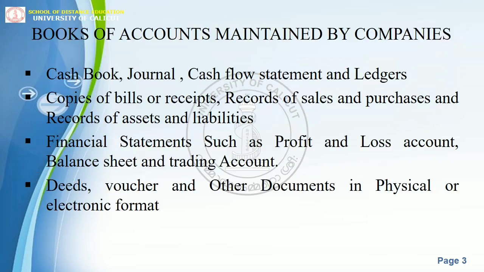Talking about the books maintained by companies, it includes cash book, journal, cash flow statement and ledgers, financial statements such as profit and loss account, balance sheet, trading account, then copies of bills or receipts, records of sales and purchases, and a record of assets and liabilities.